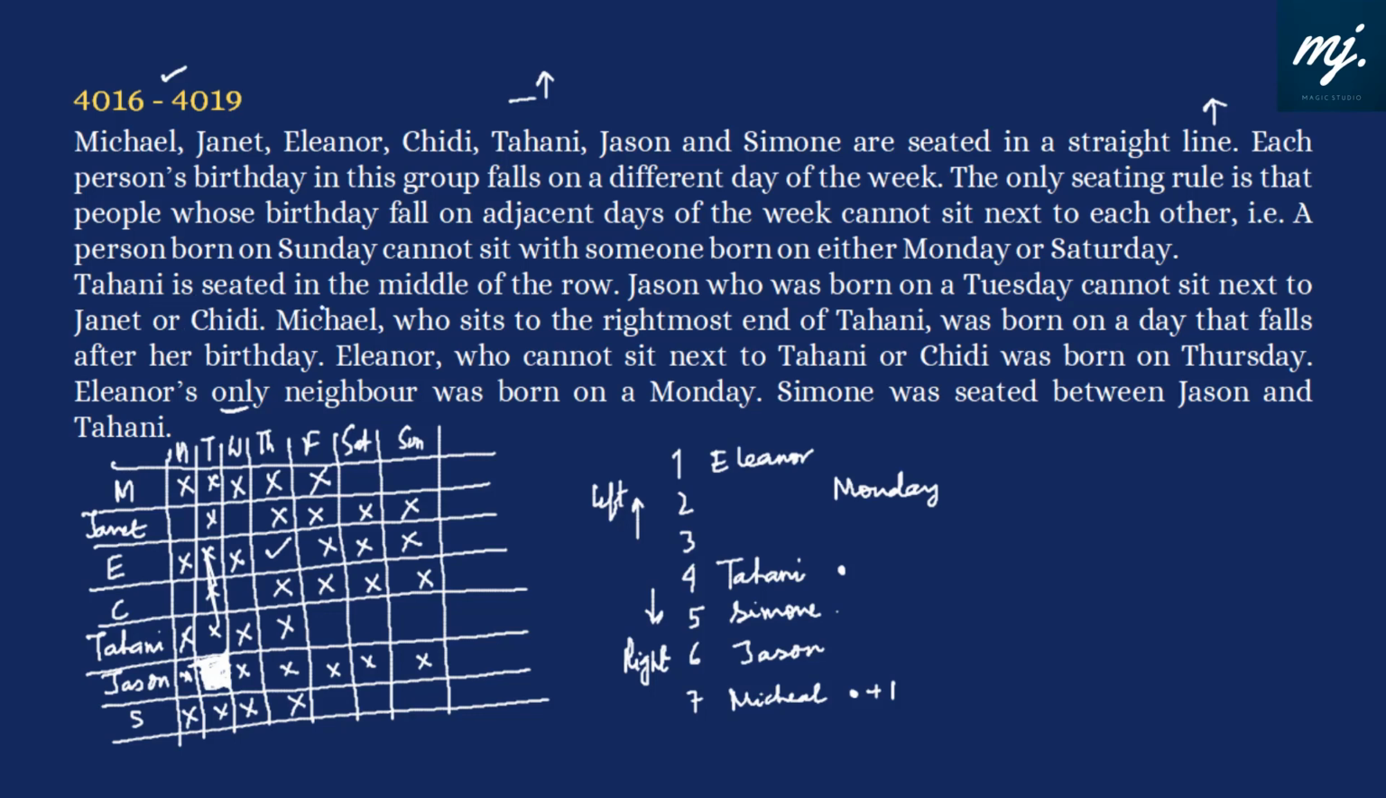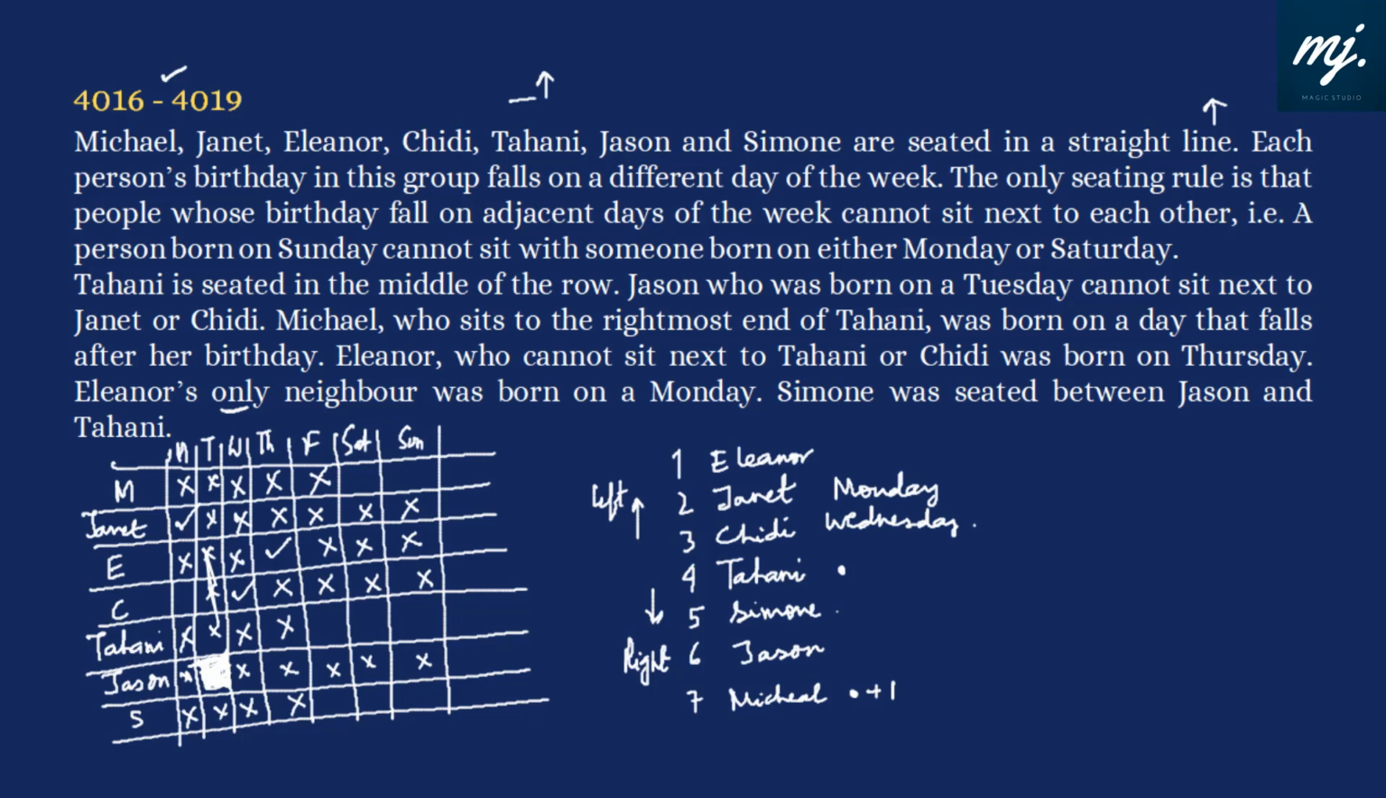Michael gone. Tahani in the middle. Eleanor cannot sit with Tahani or Chidi. Eleanor is away from Tahani, but Chidi cannot be at the second place because Eleanor can't sit with Chidi. So the third position is Chidi, and we are left with Janet, who is at the second position. Bingo, done. Janet is born on Monday. That means Chidi is born on Wednesday.